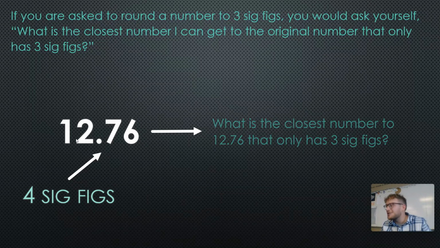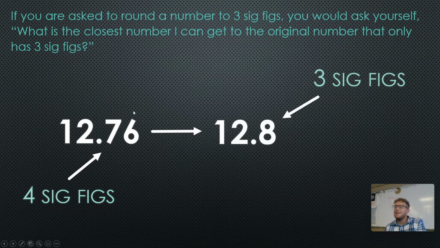Very good. It is 12.8. Why? Because if you've ever learned rounding before, you would know that 5 and above, give it a shove. That 6 bumps up that 7, and so I could say 12.8. 12.8 is pretty dang close to 12.76, and it's only got 1, 2, 3 sig figs in it.